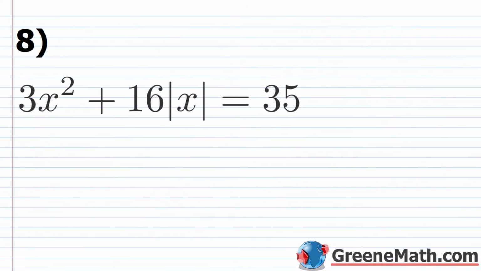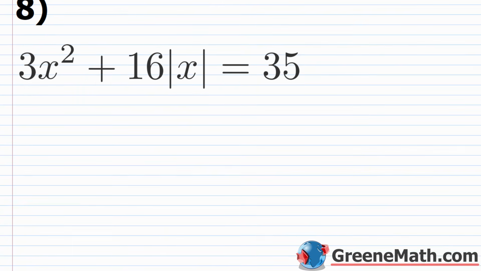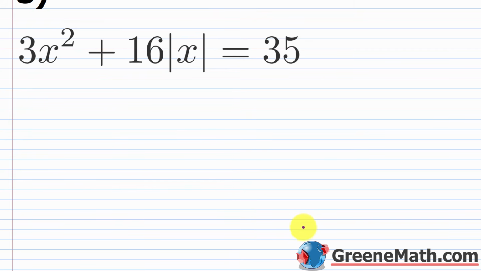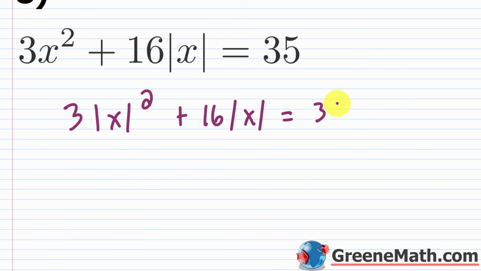All right, let's take a look at problem number 8 now. So here we have 3x squared plus 16 times the absolute value of x is equal to 35. So I talked about in the lesson 2 different ways you could solve this type of problem. I'm just going to use a substitution. So first, I'm going to write this as 3 times the absolute value of x being squared, because remember, if I have x squared, that's going to be equal to the absolute value of x being squared. Those two would be equal. Then plus 16 times the absolute value of x, and this equals 35.